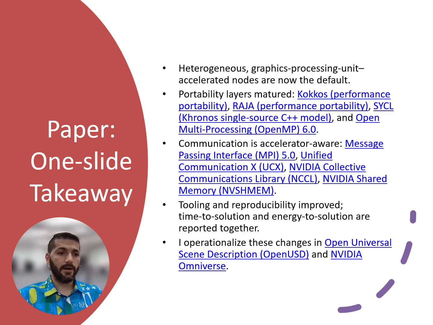Communication became accelerator-aware, so MPI 5 added sessions and persistent or partitioned collectives. There's the Unified Communication X, UCX, which underpins the transports, the NVIDIA Collective Communications Library, NCCL, and NVIDIA shared memory, NVSHMEM. They simplify multi-GPU patterns. For tooling, reproducibility has improved, so report time to solution and energy to solution together. There's a little bit more information there, and just what I've been working on.